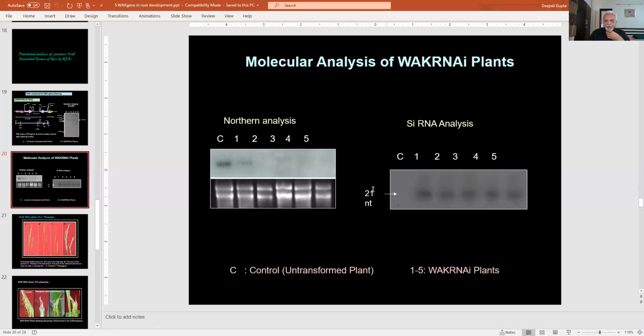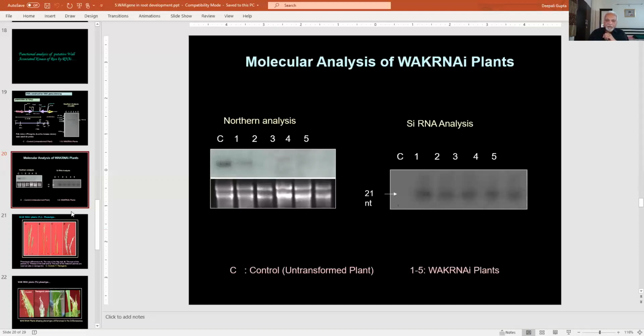So that was checked here, 21 nucleotide. So in control, we don't see any, and in all the transgenic lines, you can see the accumulation of these nucleotides, which indicates that the bigger transcript got chopped off into 21 nucleotide long pieces. So indicating thereby that the gene is being silenced and there is no transcript in the system. And when there is no transcript, there is no protein. So it means we had transgenic lines where this gene has been silenced.